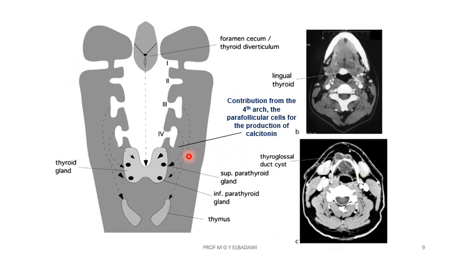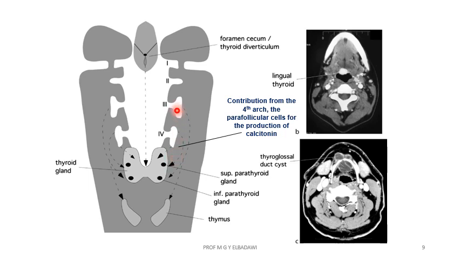So the gland is formed from the floor of the pharynx through the thyroglossal duct, the dotted line here. But there is a contribution from the fourth pharyngeal arch, which is responsible for the production of the parafollicular cells, which produce the calcitonin. So now the gland comes from two sources, mainly through the thyroglossal duct from the floor of the pharynx between the anterior two-thirds and posterior one-third of the tongue, and partially from the fourth pharyngeal arch.